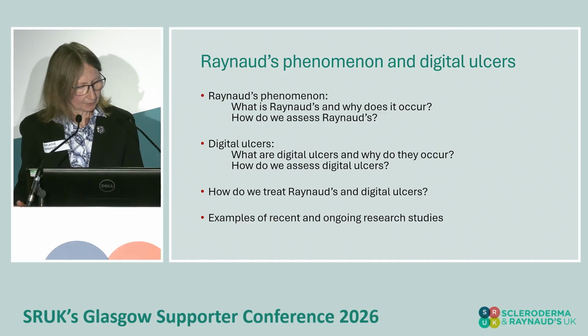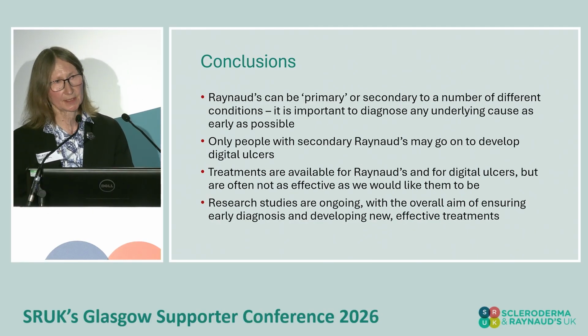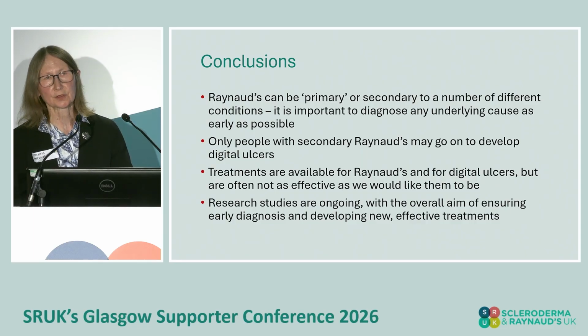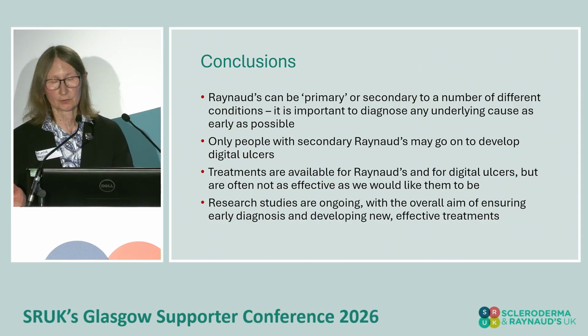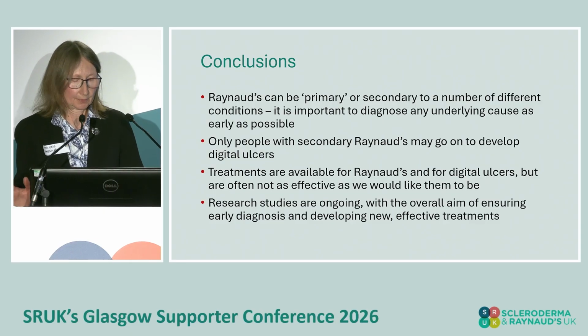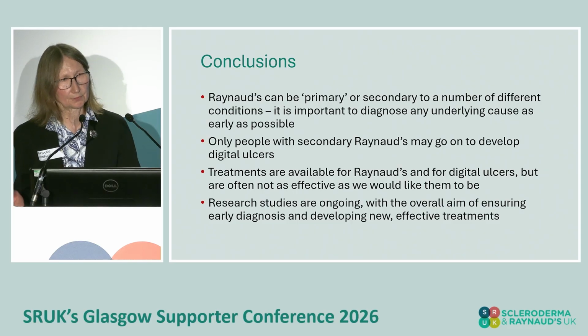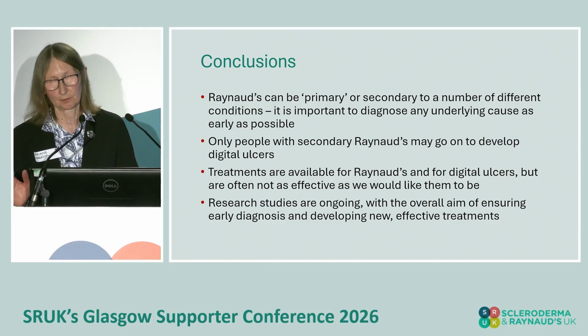So I've covered the different points on the slide: Raynaud's, digital ulcers, treatment, and examples of studies. I'd just like to conclude by saying that if we assess Raynaud's phenomenon, we have to decide whether it's primary or whether it's secondary to one of a number of different clinical conditions. And it's important to diagnose any underlying condition as soon as we can, so that if it's treatable, then we do that. Or if it's systemic sclerosis, then we put all the monitoring and investigative approaches into place. Only people with secondary Raynaud's go on to develop digital ulcers. So if you have primary Raynaud's phenomenon, then be reassured that you will not get a digital ulcer.